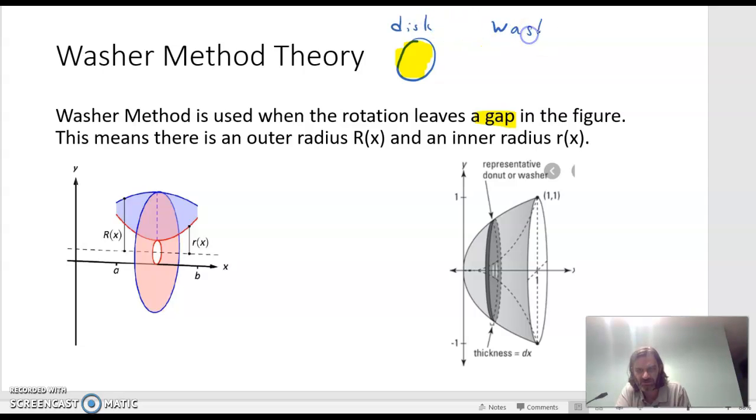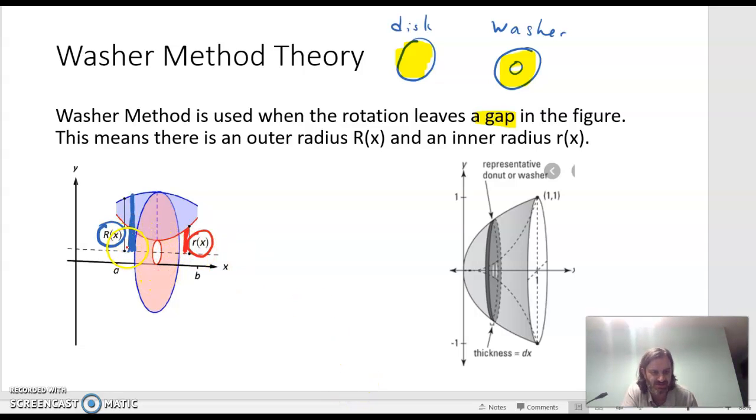But a washer, kind of like a nut and bolt washer, would have a hole in the middle. So we're talking about taking a region that, when we rotate it around some line, would leave some type of gap or blank area or space in between. So for all of our figures, when we rotate them, there will be an outer radius going out to the outside of the figure, and we'll call that big R. And then there will be a smaller radius going to the inside of the washer, and that would be a little r.